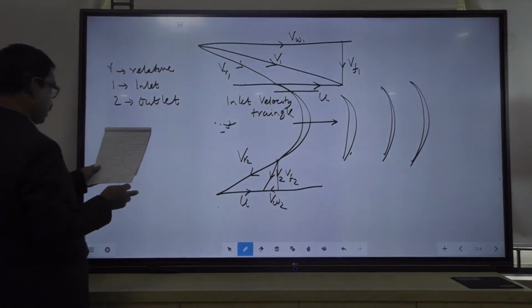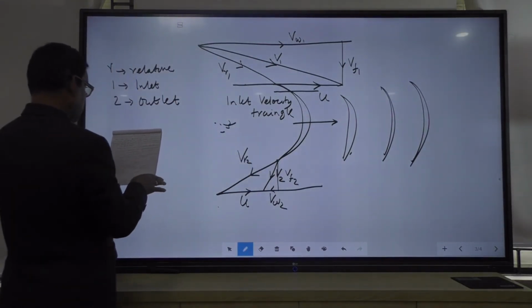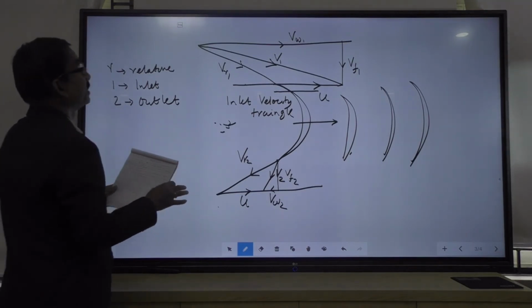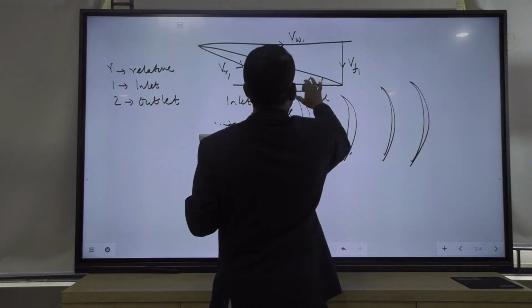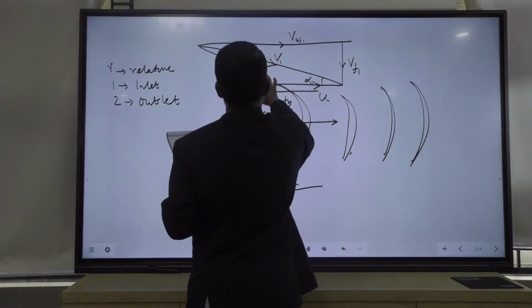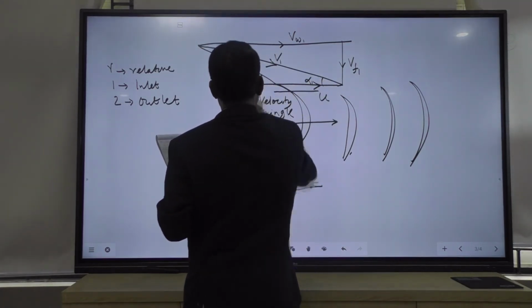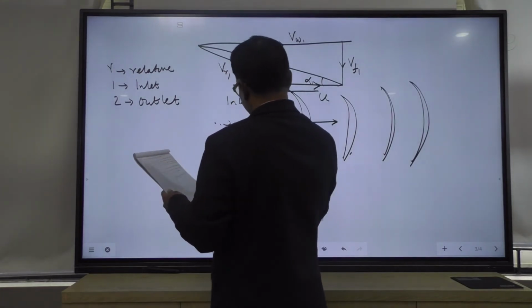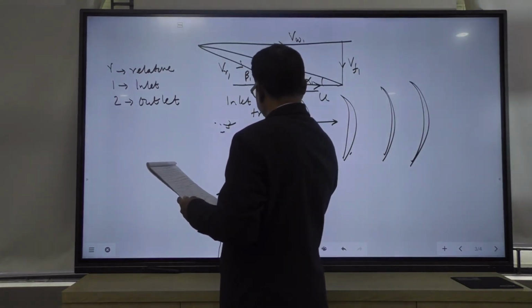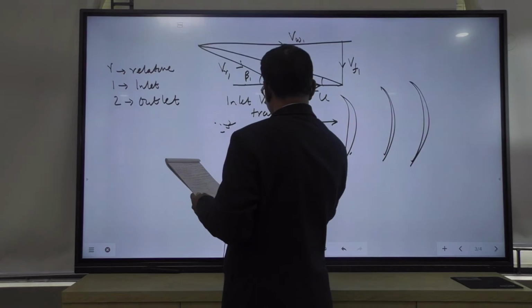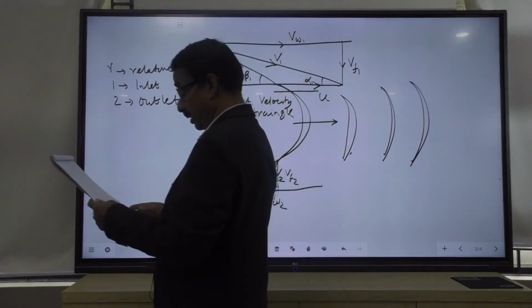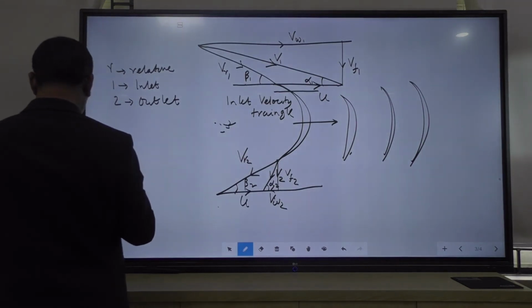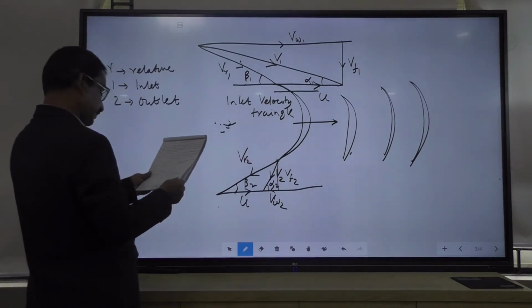So, here the wheel component, again the angles. This is your absolute angle alpha 1, this is the blade angle beta 1, similarly this is beta 2, blade angle, and this is alpha 2. So, this is the velocity triangle in the blade, in the moving blade.